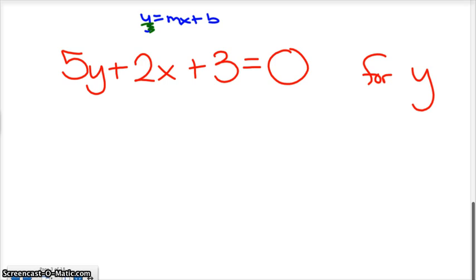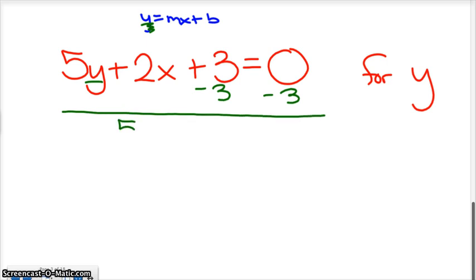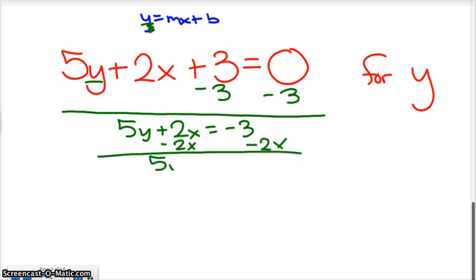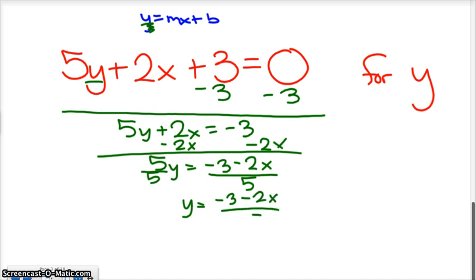Just start moving what's not connected. I know I want y by itself. I'm just going to start moving things over one at a time. It's okay. I get 5y plus 2x equals a negative 3. 0 minus 3 is negative 3. They're like terms. I could combine them. Subtract the 2x over. And I get 5y equals negative 3 minus 2x. That's 5 times y. The inverse of times is to divide. Y equals minus 3 minus 2x all over 5. Done.